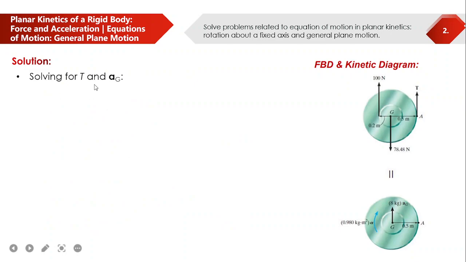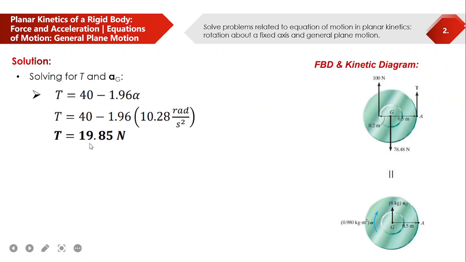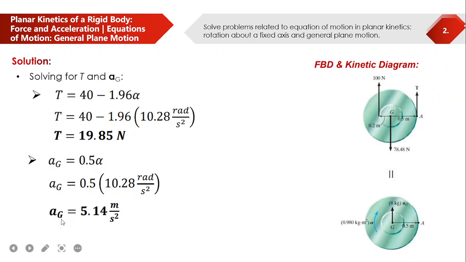So, solving for the tension and the acceleration, we substitute the angular acceleration we obtained, then we can have our tension equal to 19.85 Newton. How about the acceleration? We can also solve that. That will be the acceleration at point G, which is 0.5 times 10.28. So A sub G is equal to 5.14 meters per second squared. Okay?